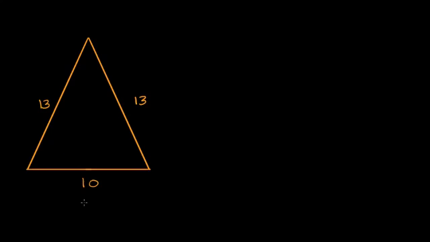Pause this video and see if you can find the area of this triangle. And I'll give you two hints. Recognize this is an isosceles triangle, and another hint is that the Pythagorean theorem might be useful. All right, now let's work through this together.